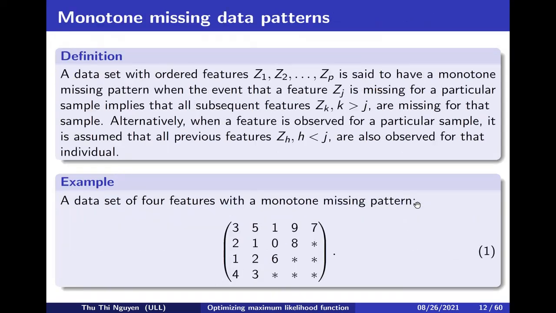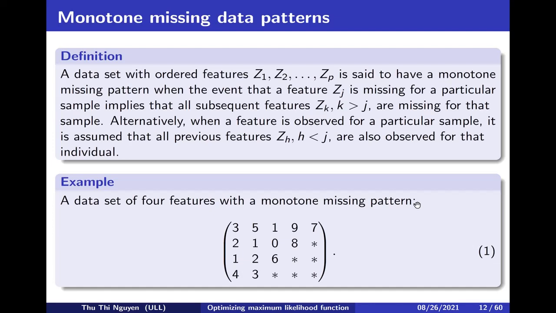Next, we have a definition of a monotone missing data pattern. A dataset with ordered features V1, V2 to Vp is said to have a monotone missing pattern when the event that a feature Vj is missing for a particular sample implies that all subsequent features Vk, where k is bigger than j, are missing for that sample. Alternatively, when a feature is observed for a particular sample, it is assumed that all previous features Vh, where h is smaller than j, are also observed for that individual.